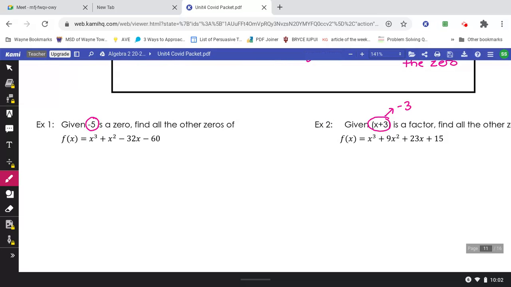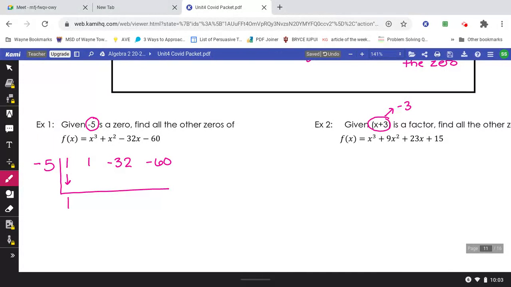Let's look at example number 1. -5 is a zero. Find all the other zeros. We know there's going to be 3 zeros because it says x to the third. We know one of them is -5. So we'll start off by putting the -5 on the outside. We'll do synthetic division. Line up your coefficients. 1 is in front of the x to the third. 1 is in front of the x squared. -32 is in front of the x. And -60 is at the end.